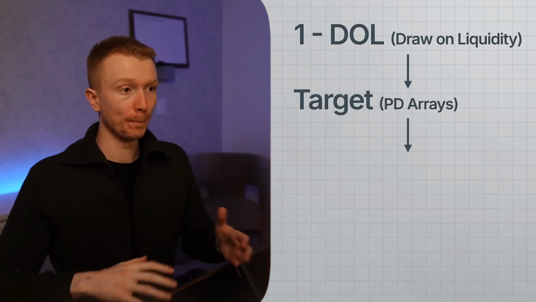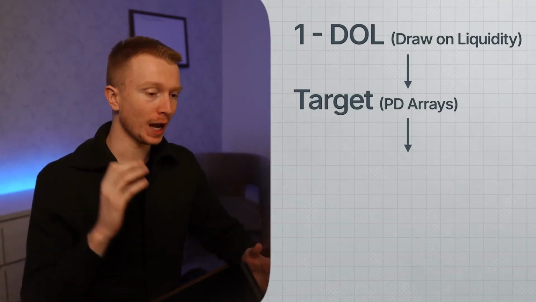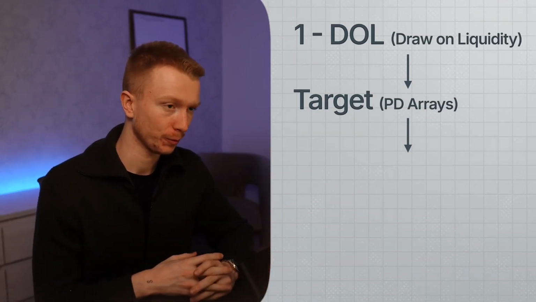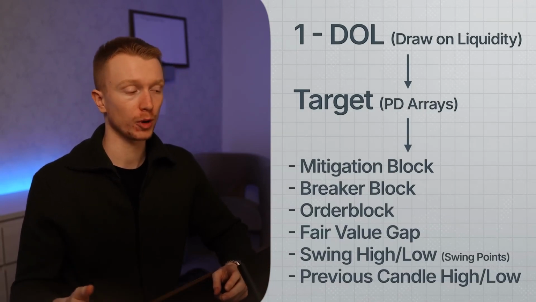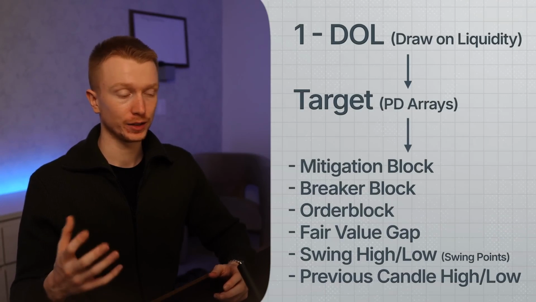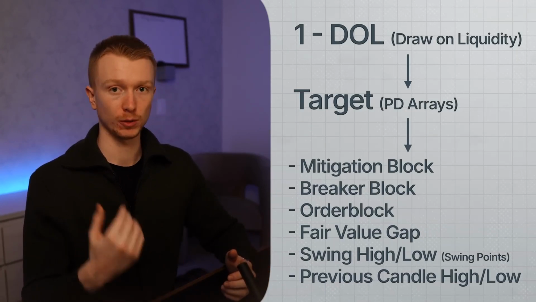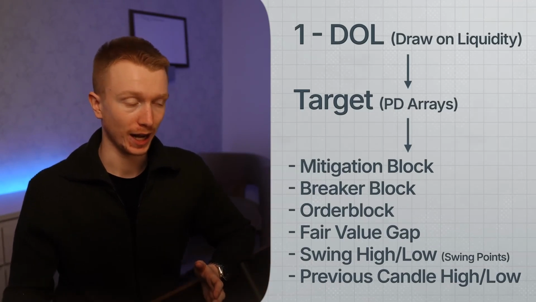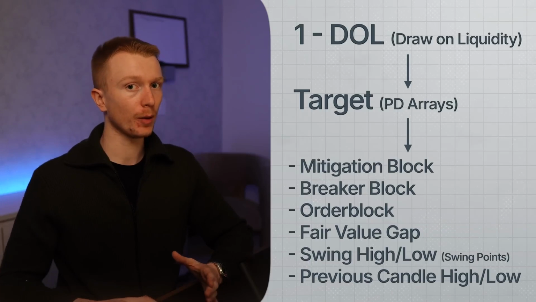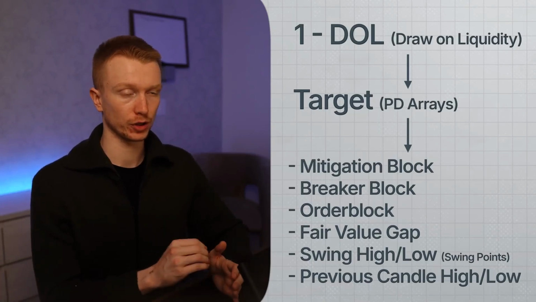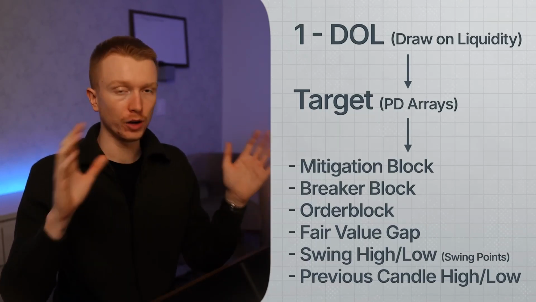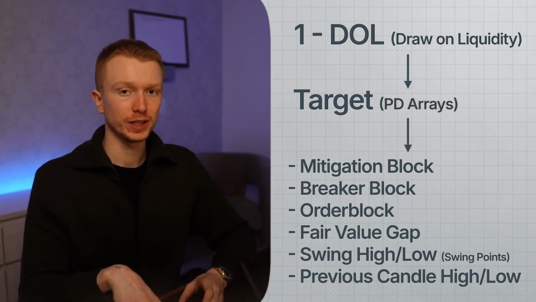Well, nowadays we have millions of PD arrays, but I'm sticking to these PD arrays that you see right here, which is mitigation block, breaker block, order block, fair value gap, swing high, swing low, swing points, and we have previous candle high and previous candle low. Those are all the PD arrays that I use in my chart. Gives me a lot more accuracy if we don't have our chart cluttered with hundreds of PD arrays. So a target is a PD array.